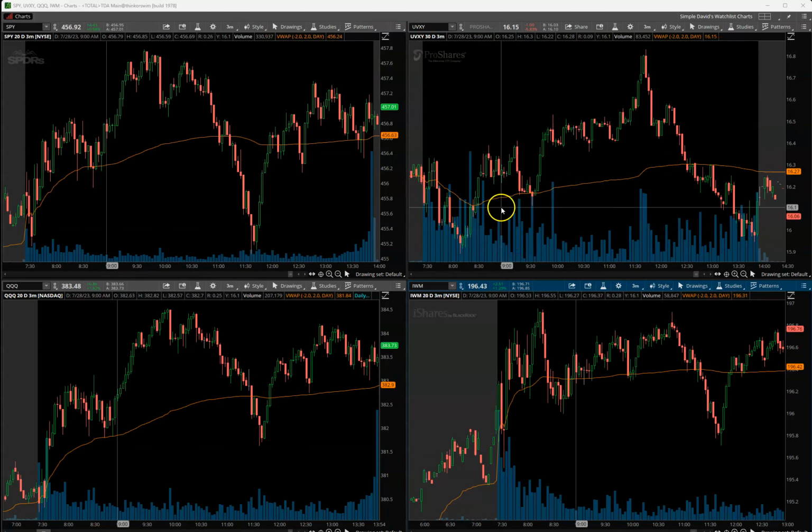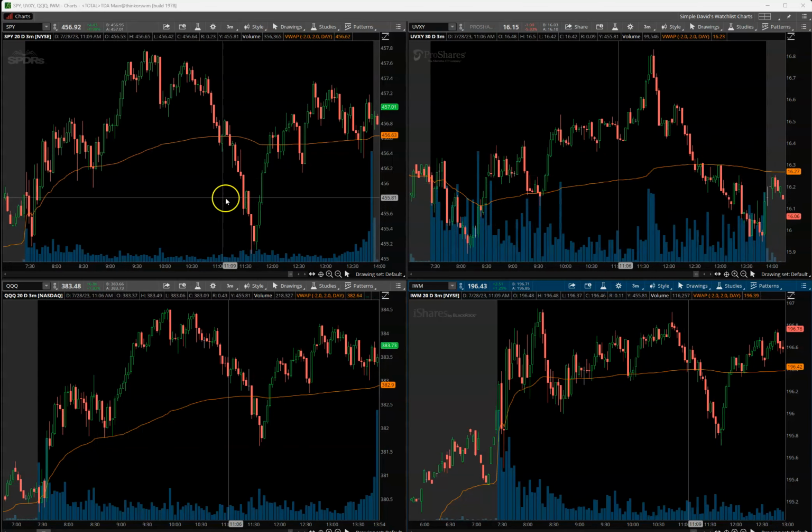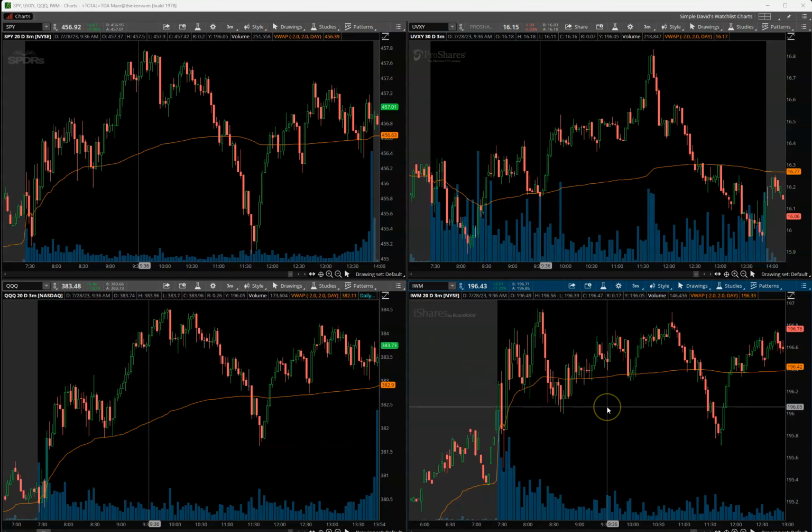And the main thing is you probably just want to pull them up, add the VWAP to them, and start watching them throughout the day. See how each one interacts with each other, start making predictions, and see what kind of information you can get from them.